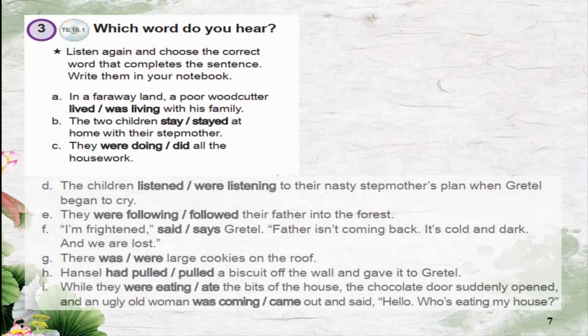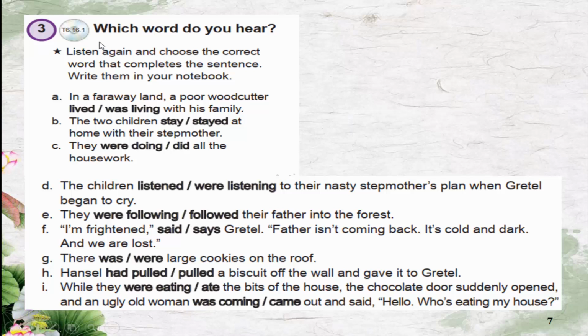So let's look at part 3. In part 3, you need to listen and then choose the correct word that completes the sentence. In A, in a faraway land, a poor woodcutter lived or was living with his family. B, the 2 children stayed at home with their stepmother. C, they were doing or did all the housework. D, the children listened or were listening to their nasty stepmother's plan when Gretel began to cry.